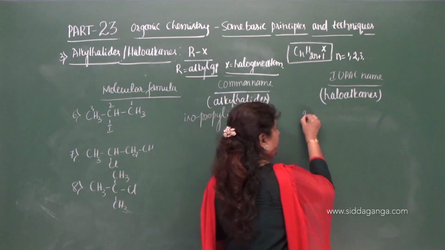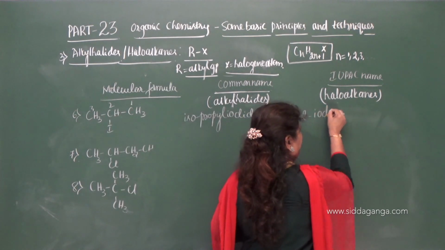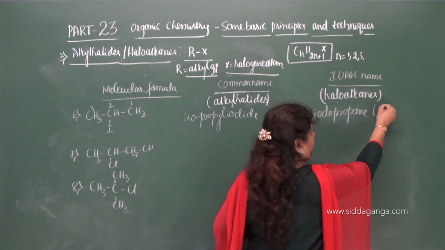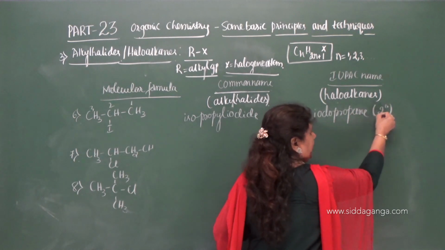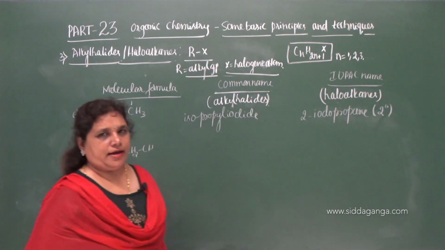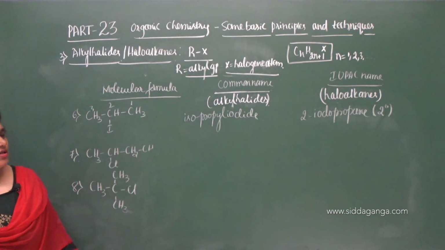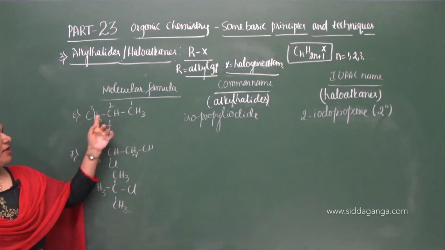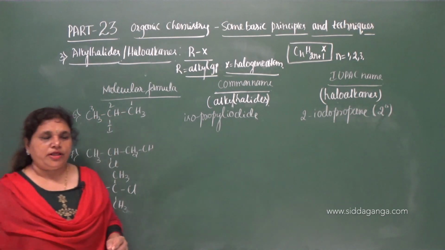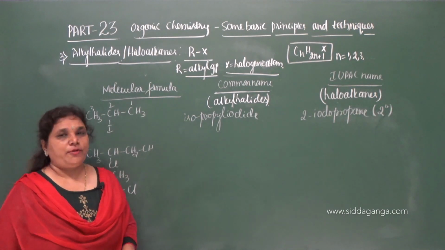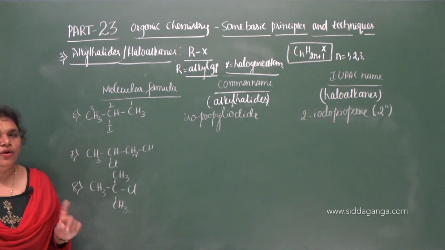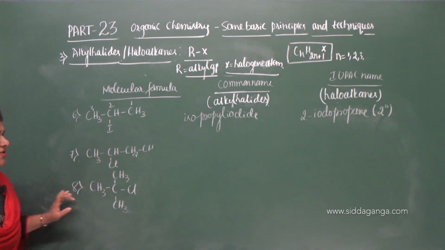Therefore, 2-iodopropane. 2-iodopropane is a secondary alkyl halide. Why is it secondary? Because iodine is bonded to a secondary carbon. This carbon is a secondary carbon. What about N-propyl iodide? N-propyl iodide is a primary alkyl halide or primary haloalkane. Now move on to this.